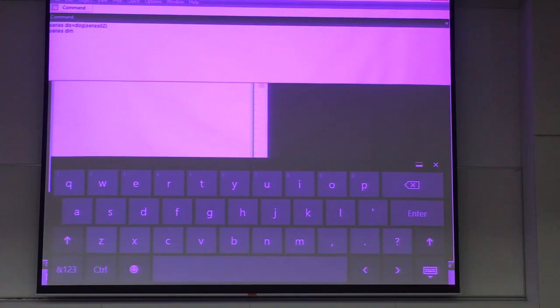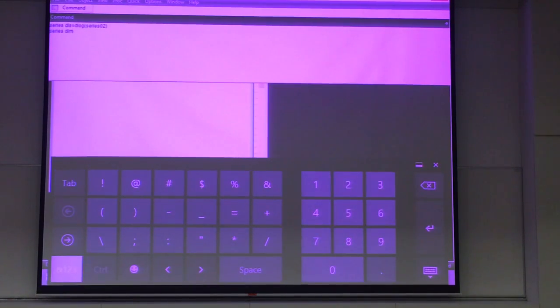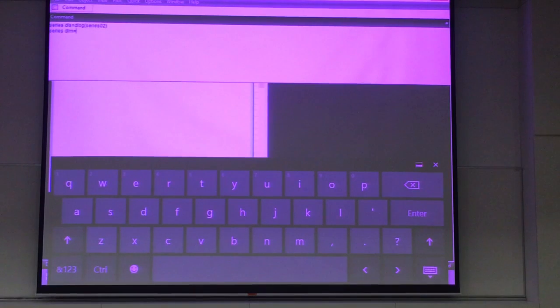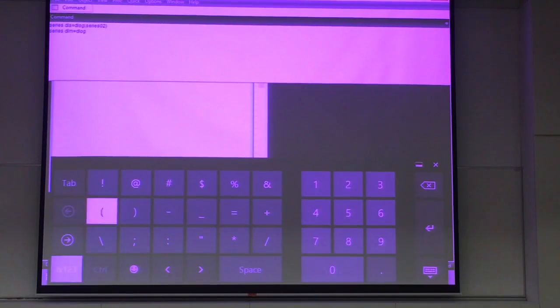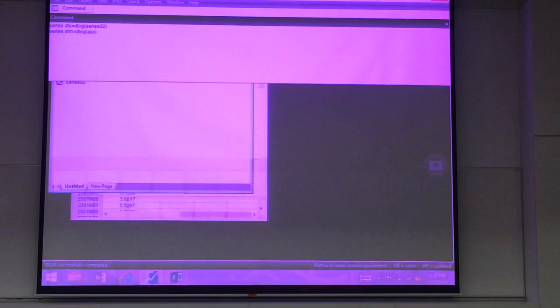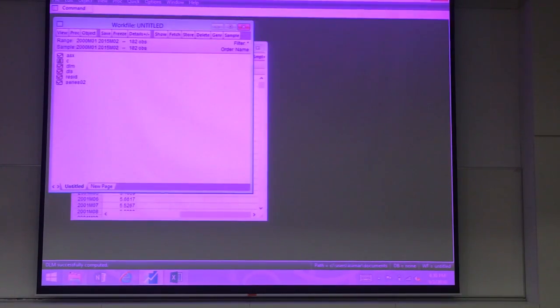DLN is equal to D log of ASX. So DLN and DLS, that's what we had.